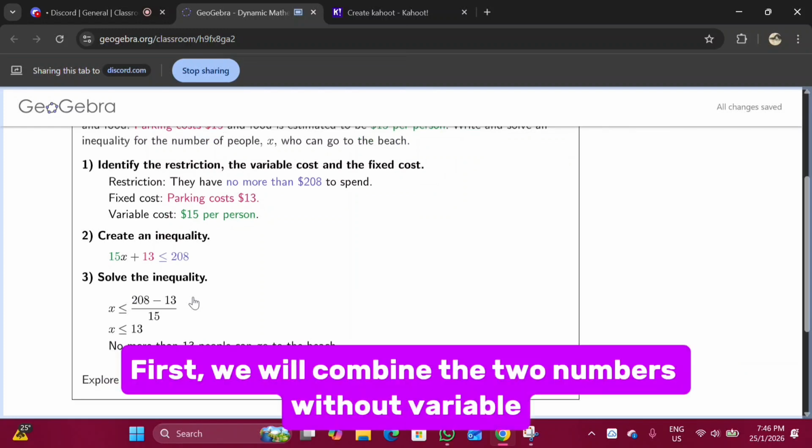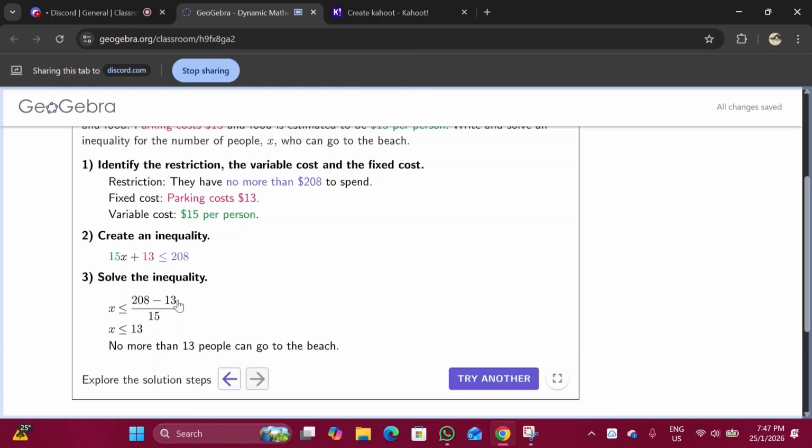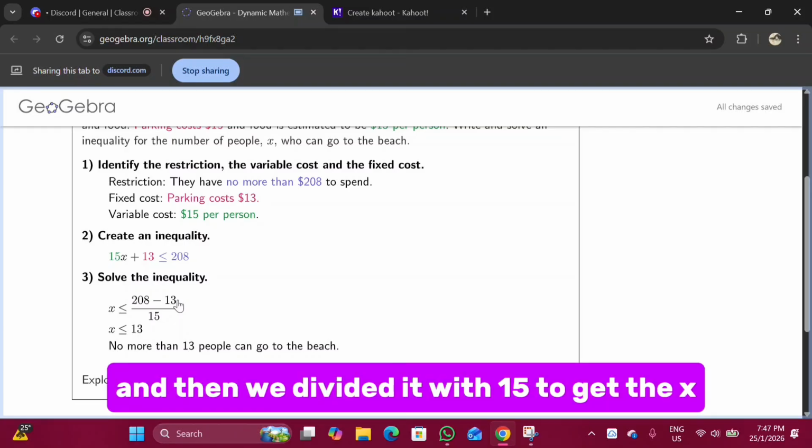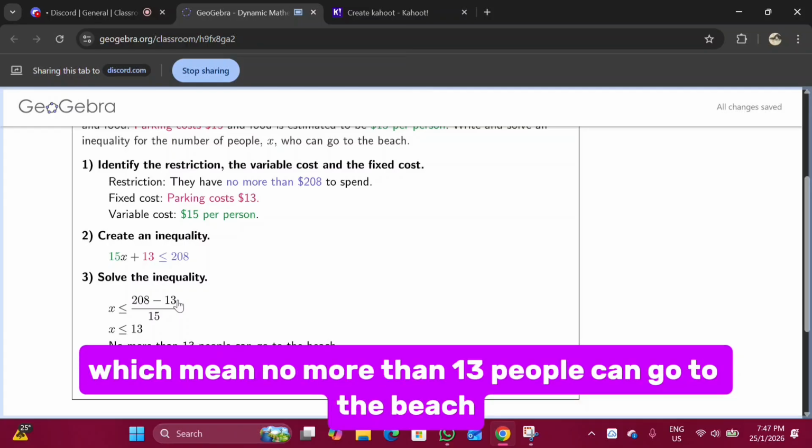And then the next step is solve the inequality. First, we will combine the two numbers without variable on the right side. So $208 minus 13. And then we divide it by 15 to get x, and x should be less than or equal to 13, which means no more than 13 people can go to the beach.